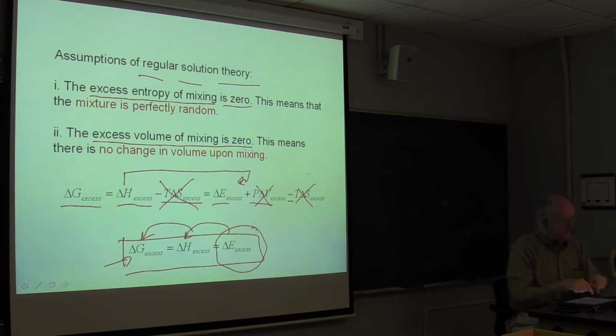But both of these things have to be true. You have to obey both: the excess entropy of mixing is zero and the excess volume of mixing is zero. Are these things always true? Hell no. Are they true in a lot of cases? Yeah.